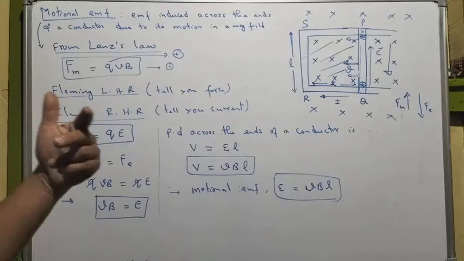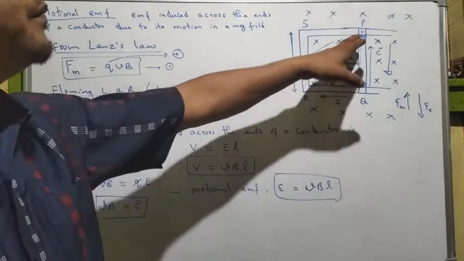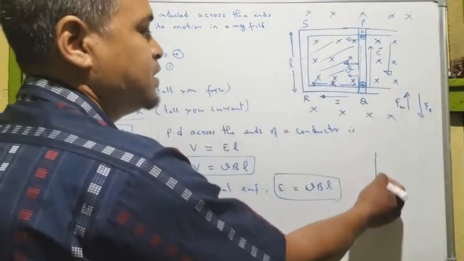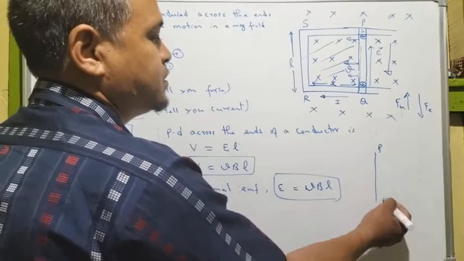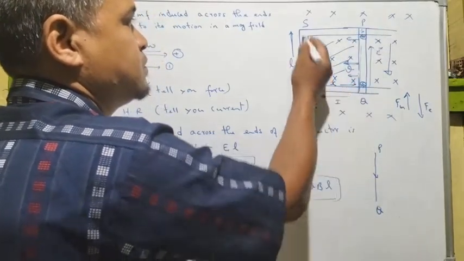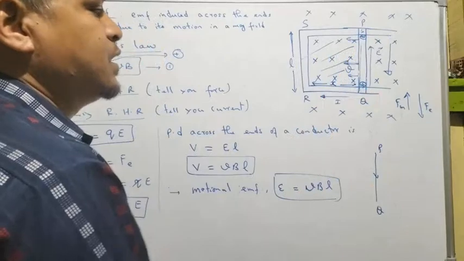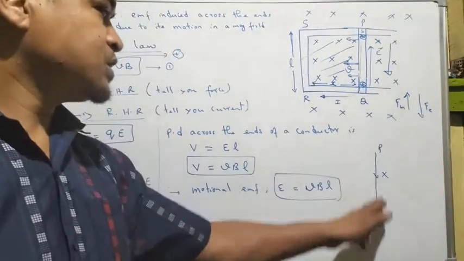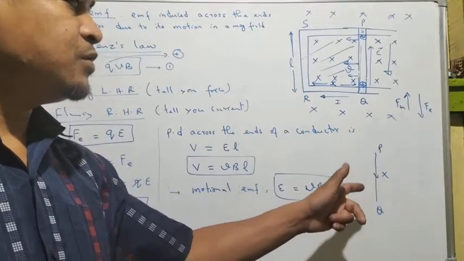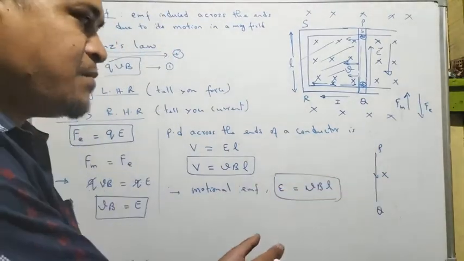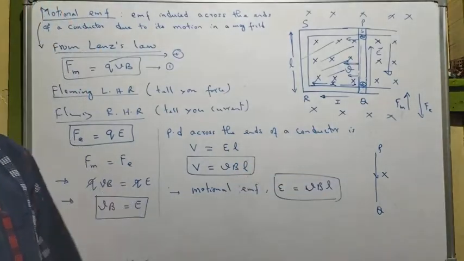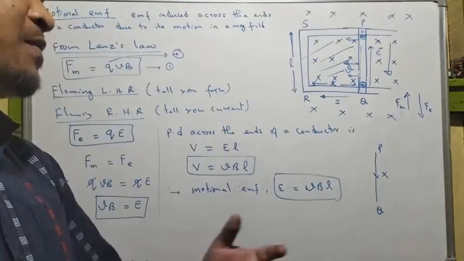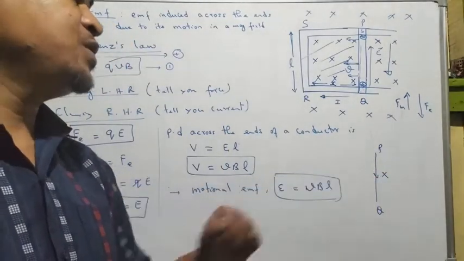Okay, so let me extend further, because this PQ now has a current, and the current in this PQ is acting downward like this. This is the current, and the magnetic field is perpendicular to the board. So now this conductor PQ, which carries a current and is placed in a magnetic field, will also experience a magnetic force. Where is the direction of that magnetic force which is experienced by the conductor PQ?